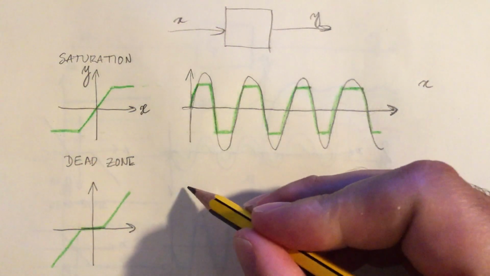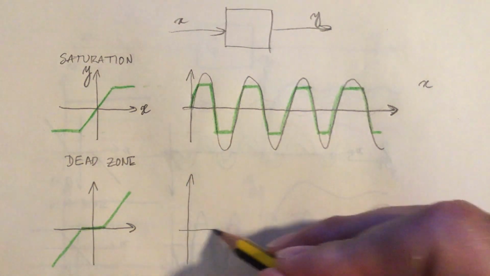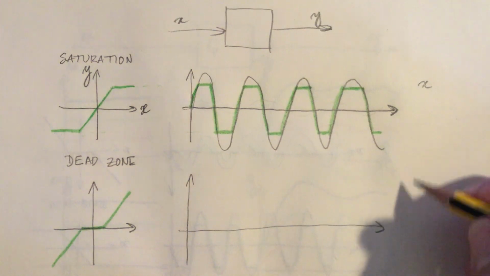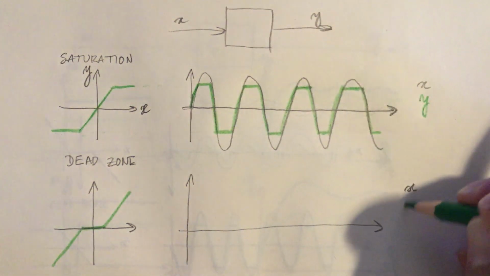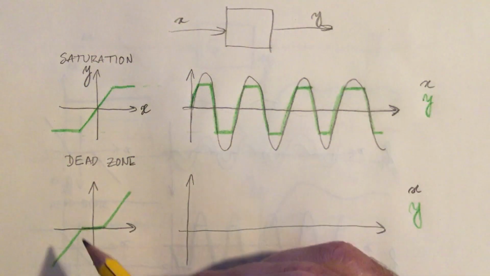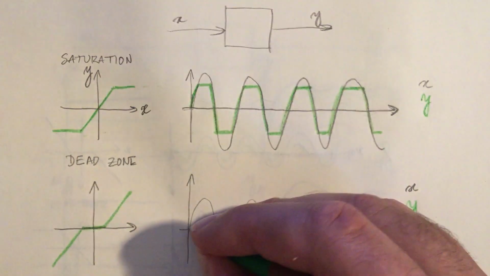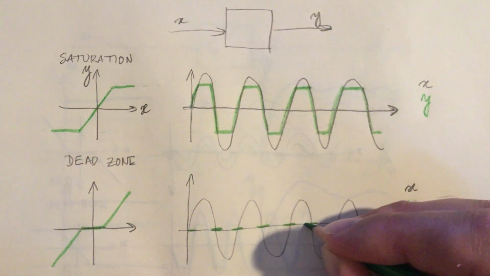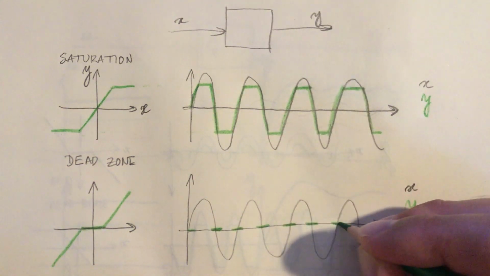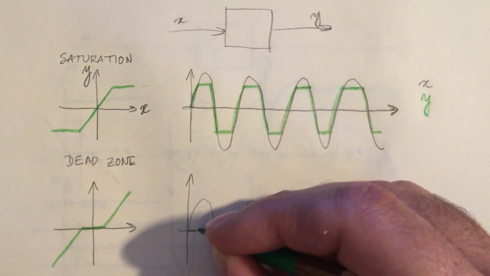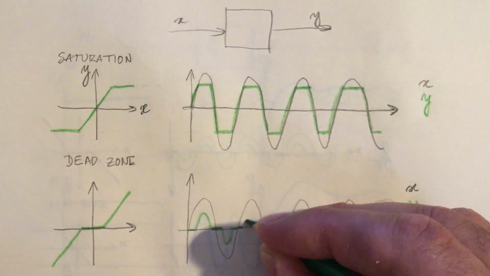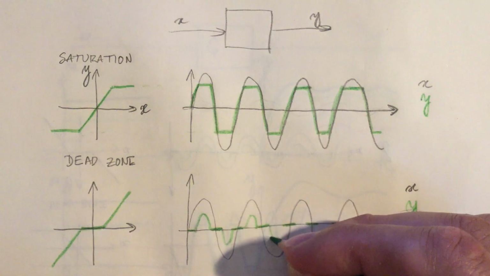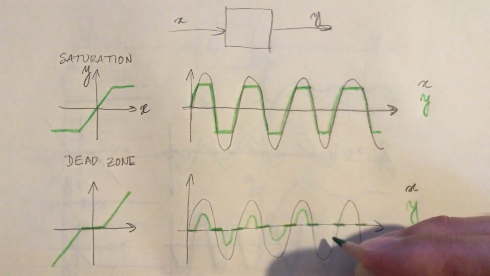If I have a dead zone, then the effect is felt not for large values of the sinusoid, but rather for values close to zero. It is when we cross zero that the system will, let us say, get stuck, not move, and we will have an output which, again, is not sinusoidal.